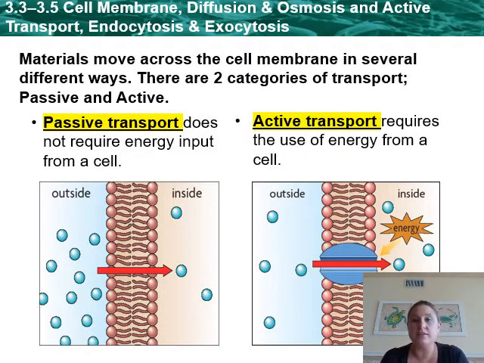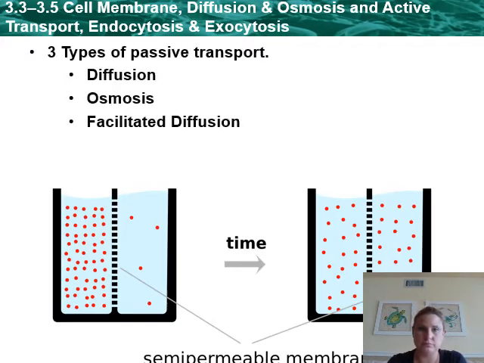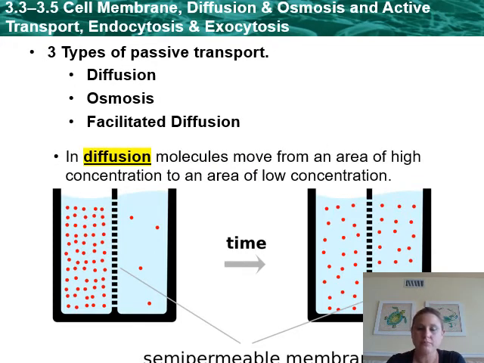Okay, in active transport, we actually require the use of energy from the cell, so it actually has to be actively moving something back and forth. So remember, passive, sitting back, relaxing, letting things go back and forth. Active, actively moving something using energy. So we have three types of passive transport. We have diffusion, osmosis, and facilitated diffusion. In diffusion, molecules move from an area of high concentration to an area of low concentration.